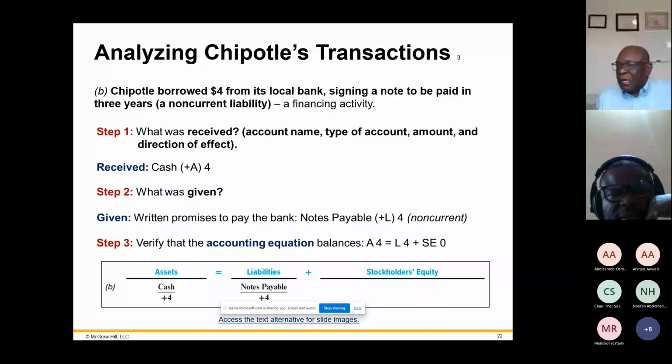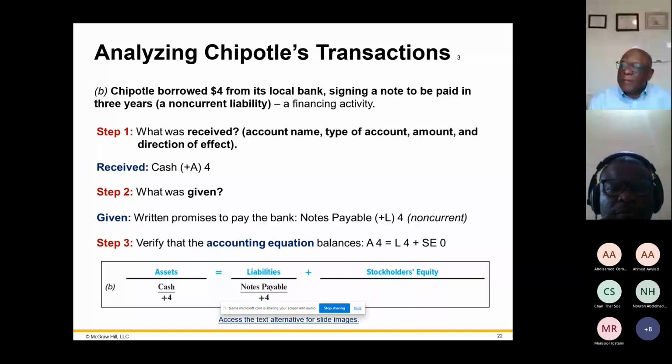So it's taking a loan or borrowing money. So that is financing activity. It's not investing, it's not operating. This is financing activities. So in that case, the bank gave them a $4 loan. That is cash, so the cash account is affected. What again is affected? Who knows?